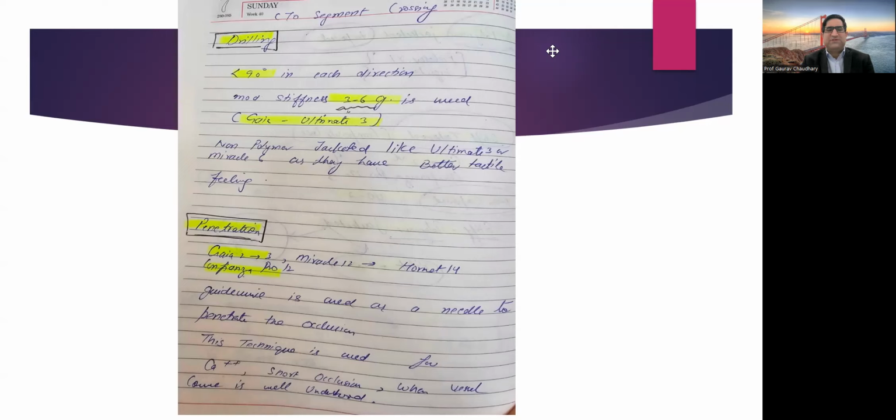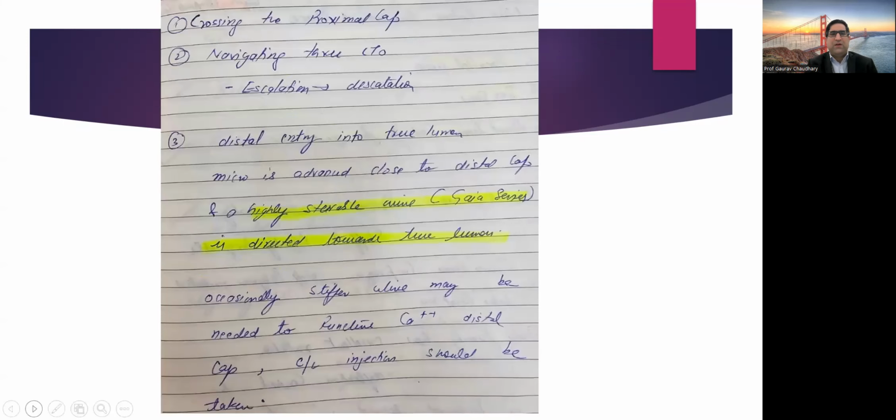And penetration is sometimes needed. In this we can use the guide wire which has a tip with more tip load, and this guide wire is used as a needle to penetrate the occlusion. This is mainly for the calcified short occlusion when the vessel course is well understood. In this, Gaia 3 and Confianza Pro wires are the good wires that we often use.